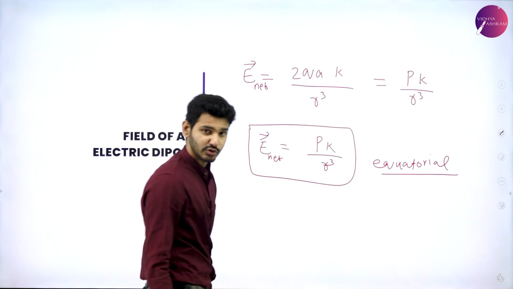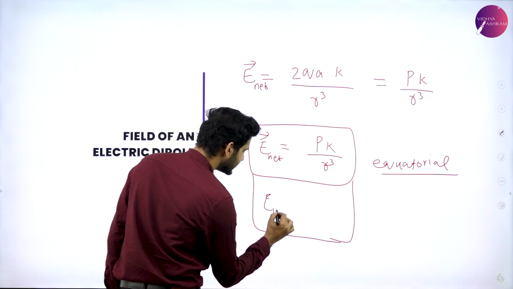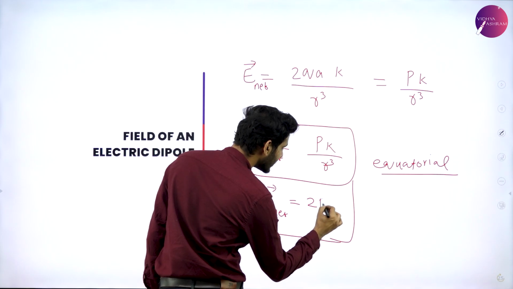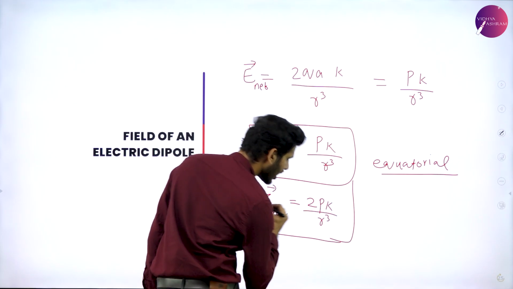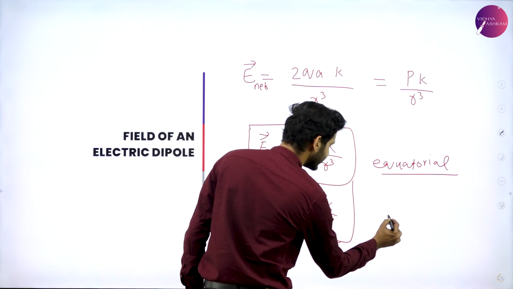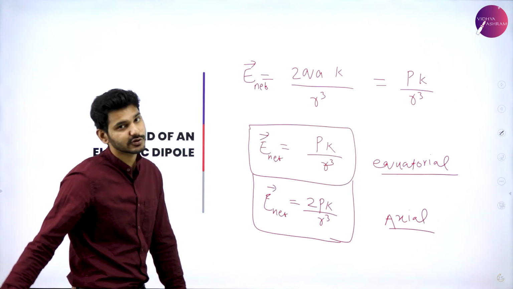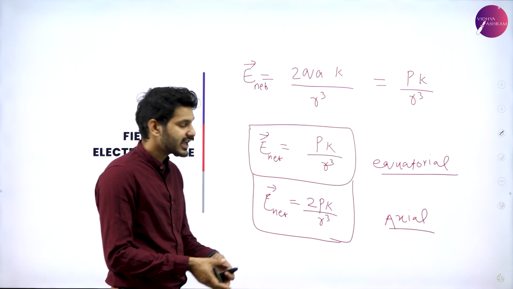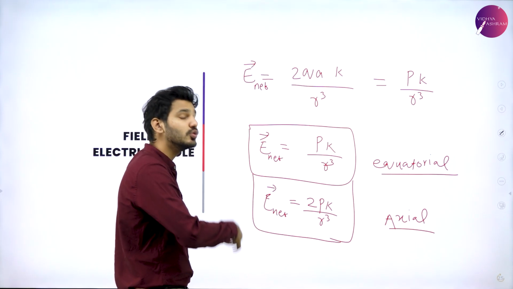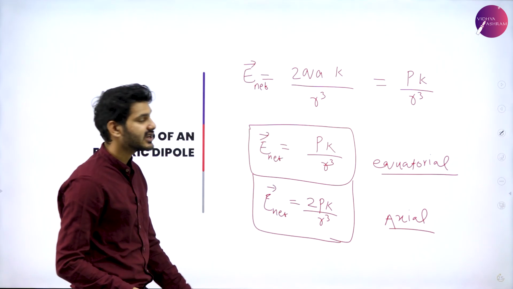This is due to the equatorial point, and when it comes to the axial point, E net was found to be 2pk divided by r cube. So we can assume that for a dipole, this is along the axial point and this is along the equatorial point. When we consider a point P at the axial points, the electric field is 2 times more when compared to the equatorial points. So that is clearly dictated by the equations here.